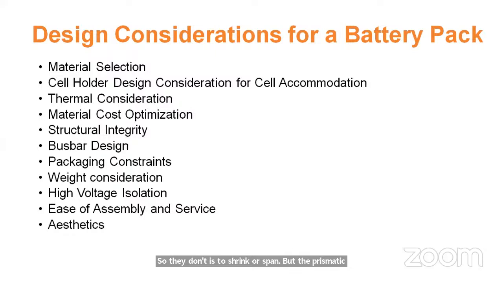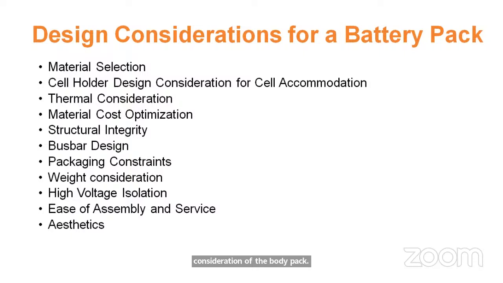So for that reason, between two cells we have to provide some gap, and in that gap we have to put some pads, so that the pad can absorb this shrink and expansion, right? Those are design considerations you have to think about whenever you are designing the cell holder. Thermal consideration, I already spoke about that, how thermal design is important for electric vehicle applications, and we have to think about the thermal consideration of the battery pack.